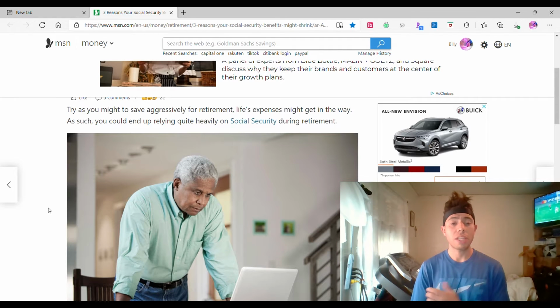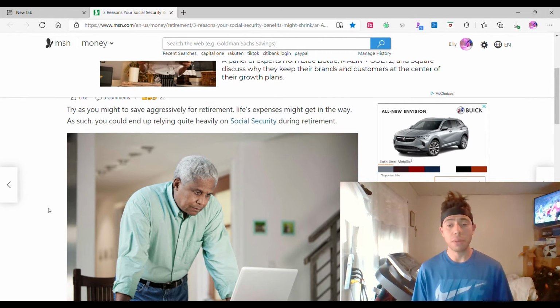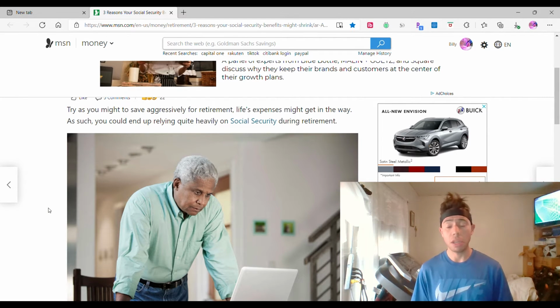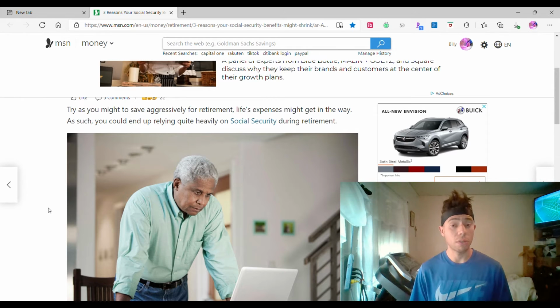So try to save aggressively for retirement. Life expenses might get in the way. As such, you could end up relying quite heavily on Social Security during retirement. After retirement, you don't have to work, you don't receive other money, and you just depend on Social Security income, okay?